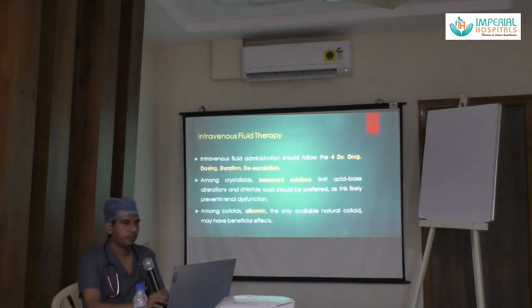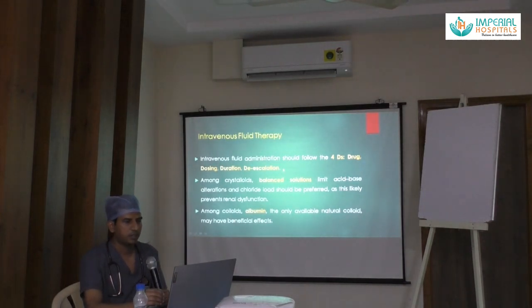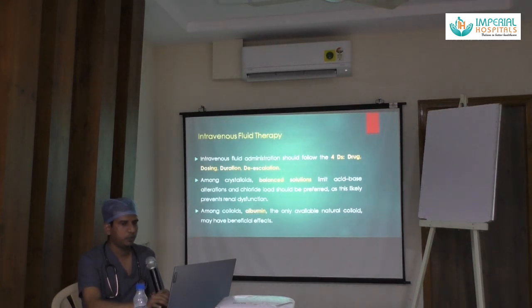Coming to intravenous fluid therapy, intravenous fluid administration should follow the 4 Ds: drug, dosing, duration and de-escalation. Drug in the sense of type of fluid, dosing, how much fluid, duration, for how much time, and when to stop the IV fluids. The treating physician should know when to give and when to stop and what type of fluid to start. Among crystalloids, balanced solutions that limit acid-base alterations and chloride load should be preferred, as this likely prevents renal dysfunction. Among colloids, albumin, the only available natural colloid, may have a beneficial effect.